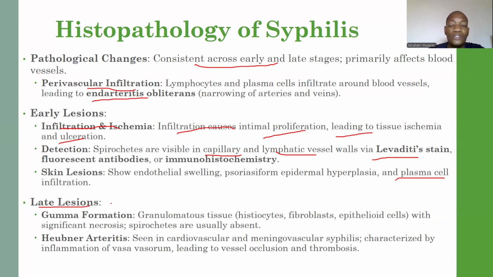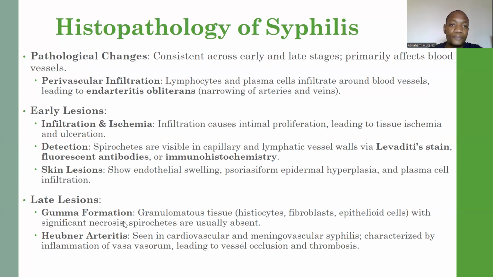And then in the late lesions, you form what you call the gummas, or granulomas. In that case, you'll have infiltration having histiocytes, fibroblasts, and epithelioid cells. So this is also very key for you to know that syphilis is one of the conditions that cause granulomatous changes. Meaning that when you take a biopsy and you see a granuloma, you have to have a list of things that you should be including in your differentials.